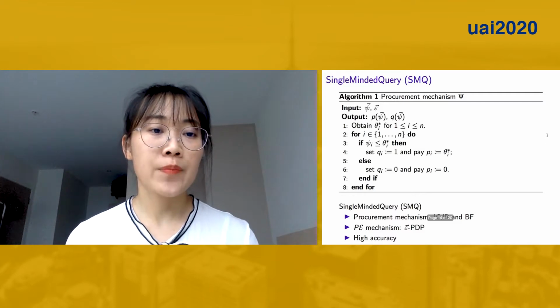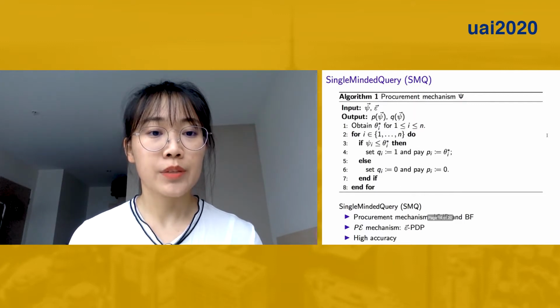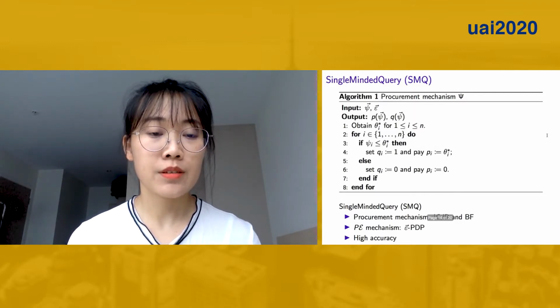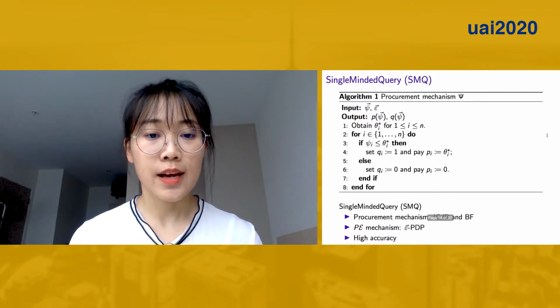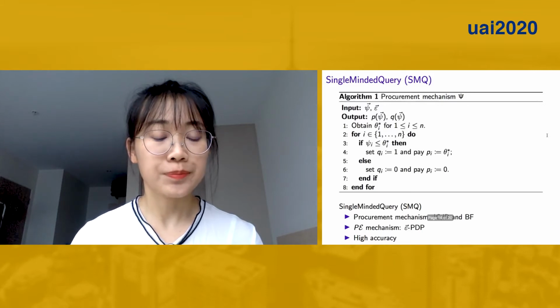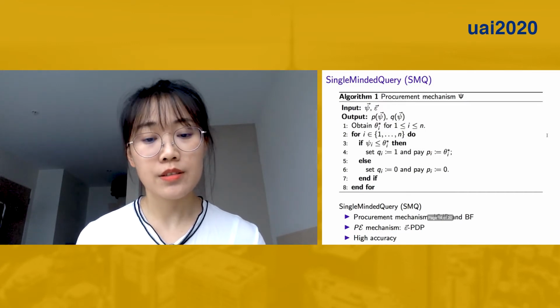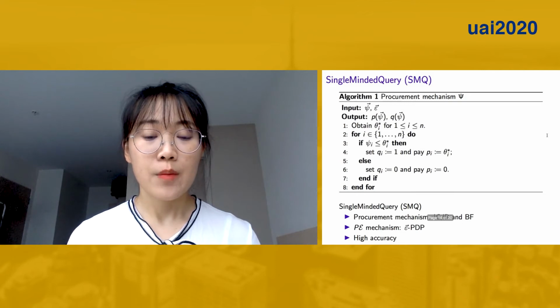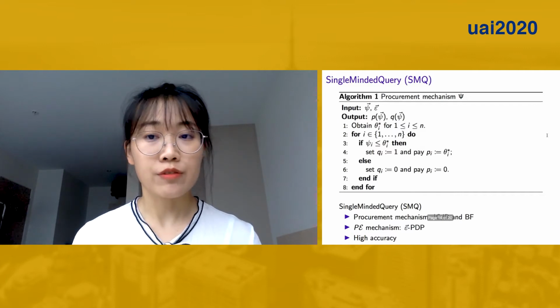Also, we propose an algorithm to implement the procurement mechanism. Firstly, it obtains a valuation threshold for each data seller. When the reported valuation is less than the threshold, the data seller is selected and will be paid accordingly. After the data selection, the PE mechanism will be applied to the sample data set. So the single-minded query mechanism satisfies incentive compatibility, individual rationality, budget feasibility, and personalized differential privacy. Also, it can achieve high accuracy.